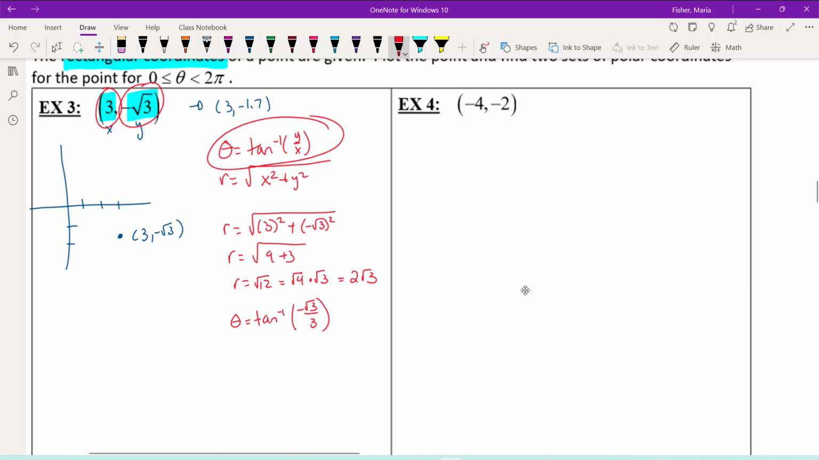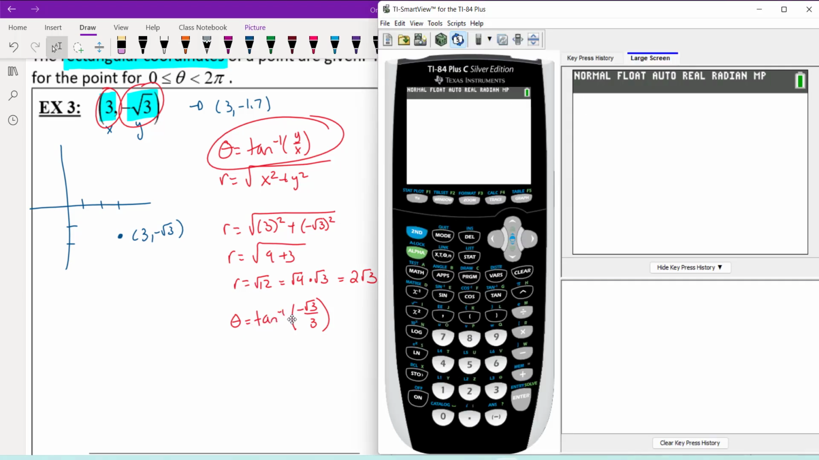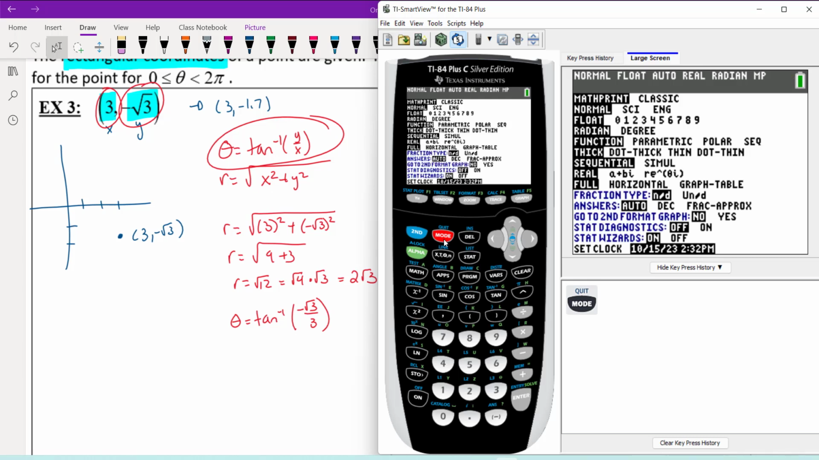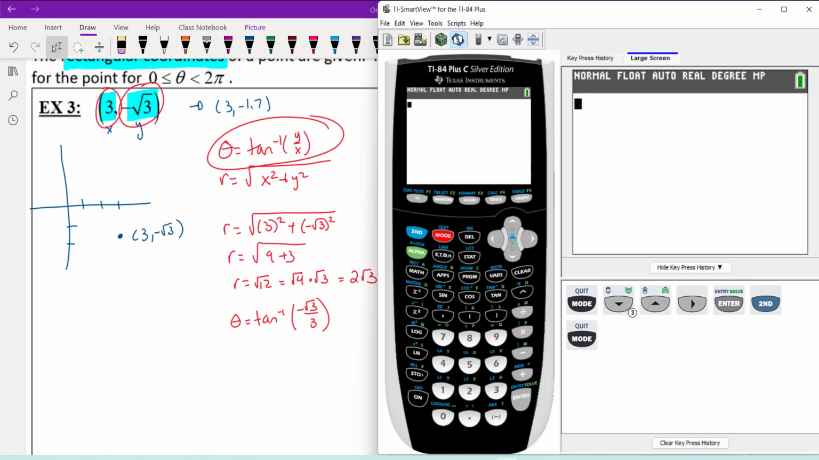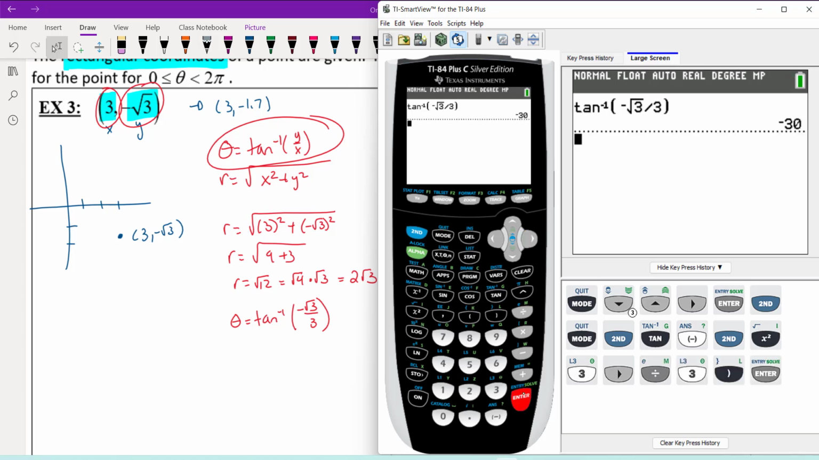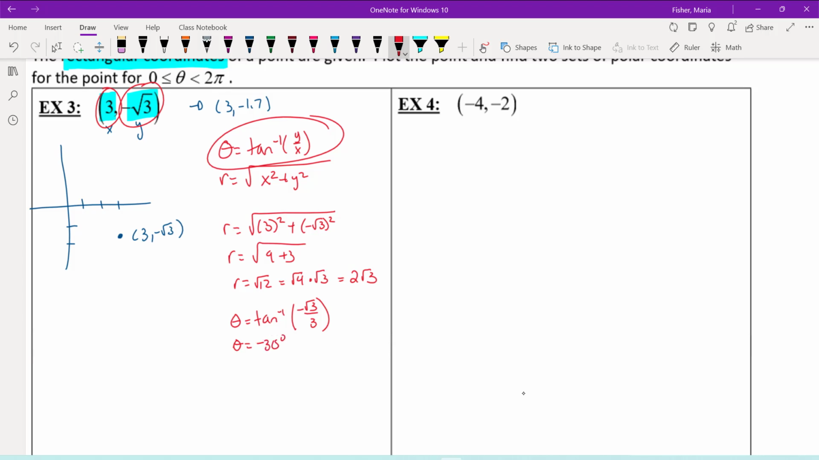Let's grab the calculator. I need to do the inverse tangent of negative root 3 over 3. Make sure your mode is in degrees because it makes it so much easier to understand, and then we'll just convert to radians at the end. So I've changed my mode to degree mode. Now I'm using the inverse tangent of negative root 3 over 3. So the inverse tangent of negative square root of 3 divided by 3 is negative 30 degrees. So I know that theta here is equal to negative 30 degrees.